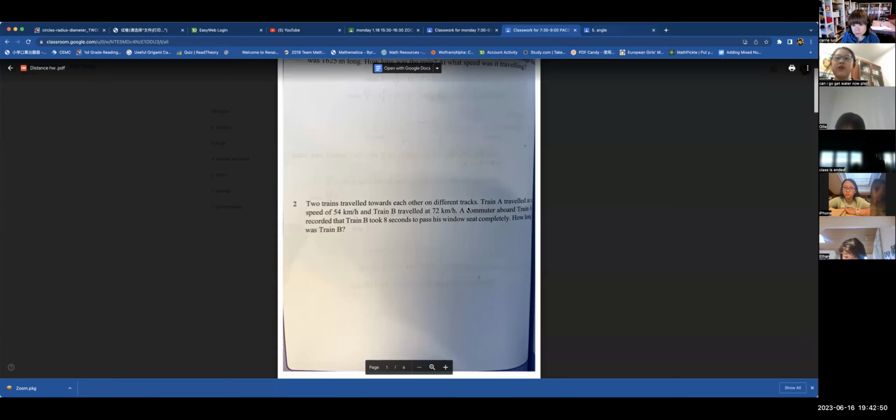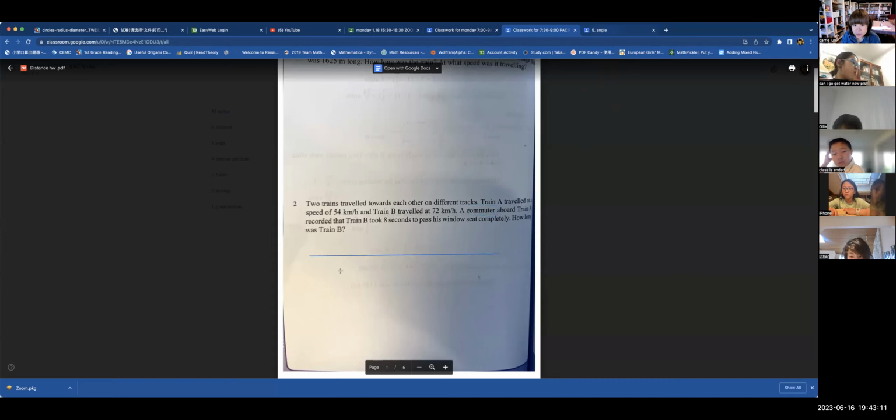They don't know how to do it because they don't know what a commuter means. Okay, so just think of it as a person. A person aboard train A recorded that train B took exactly 8 seconds to pass his window seat completely. How long was train B? Okay, so let's take a look at this one.